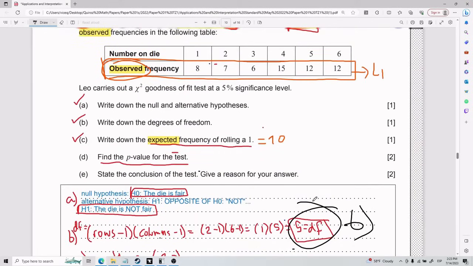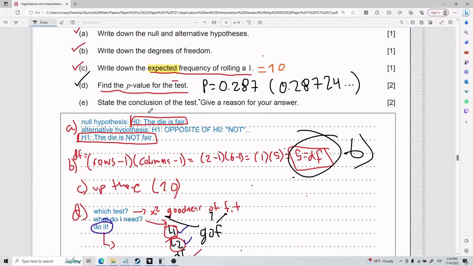0.287, 0.287. Cool. So, Apple. Part D is going to be 0.287, or if you want the long version, it's going to be the long number we just found. All right, cool. Part E, state the conclusion of the test. Give a reason for your answer.